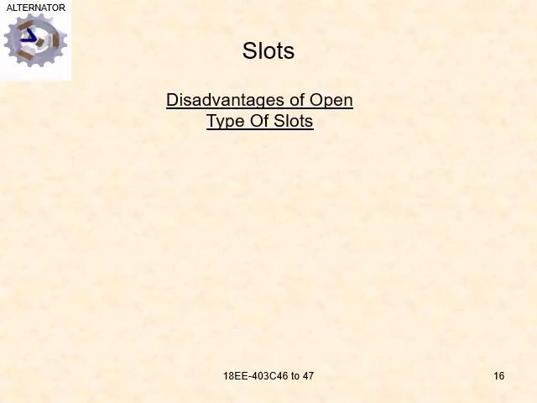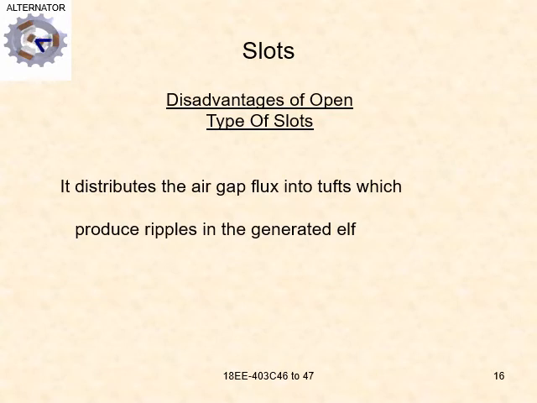Slots. Disadvantages of open type of slots. The main disadvantage of open type of slot is that it distributes the air gap flux into tufts, which produce ripples in the generated EMF. Actually, in most of the generators or alternators, we use open type of slots, but the disadvantage is that it distributes the air gap flux into tufts which produce ripples in the generated EMF.